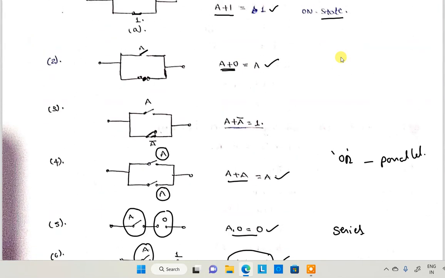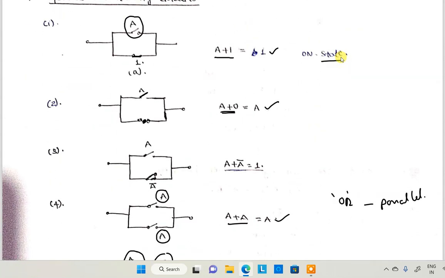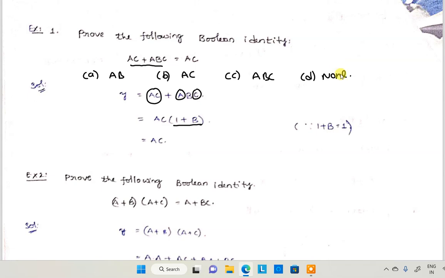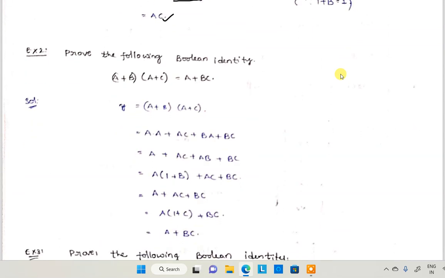When I take the common of AC, 1 plus B. Just now I gave you the formula, A plus 1. A may be B plus 1, 1 only. So any variable plus 1 is equal to 1 according to that particular formula. So I can replace 1 plus B with 1, finally AC. So which option is correct? Option B is correct. In the examination, they won't provide the AC value. Okay. Next we are moving to the second one.